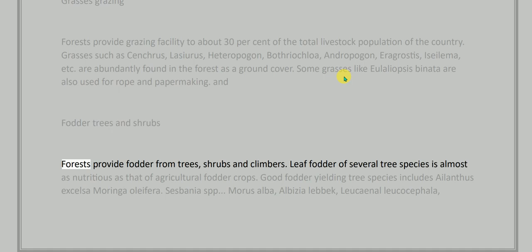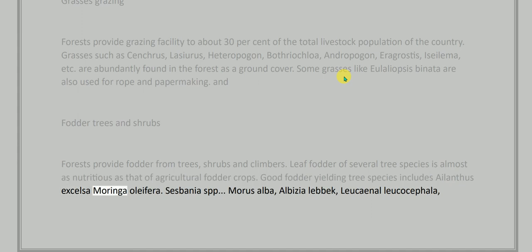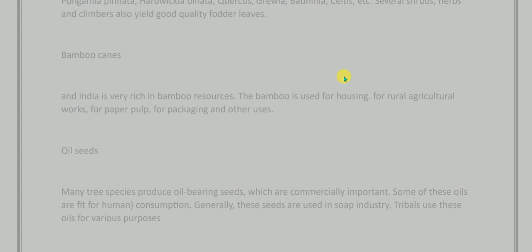Fodder trees and shrubs. Forests provide fodder from trees, shrubs and climbers. Leaf fodder of several tree species is almost as nutritious as that of agricultural fodder crops. Good fodder yielding tree species include Ailanthus excelsa, Moringa oleifera, Sesbania spp., Morus alba, Albizia lebbeck, Leucaena leucocephala, Pongamia pinnata, Hardwickia binata, Quercus, Grewia, Bauhinia, Celtis, etc. Several shrubs, herbs and climbers also yield good quality fodder leaves.